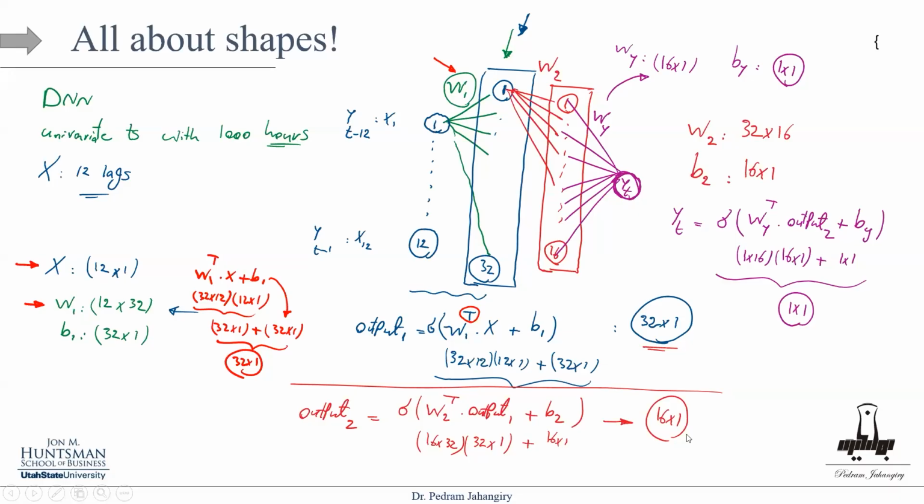Are we good? You see how these multiplications are done? And again, what are the parameters of the model? The parameters are these W's and B's.